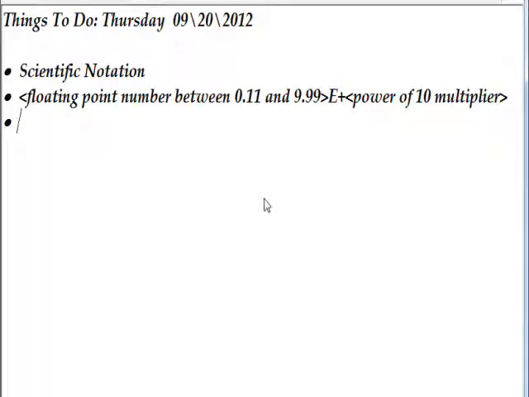Today we're talking about scientific notation, which is extremely useful if you're using really big or really small numbers. Essentially, scientific notation involves floating point numbers, either float or double. The way you specify it is you specify a number, I'm saying here between 0.11 and 9.99, but in fact those are somewhat arbitrary values. It's just a floating point number that's less than 10.